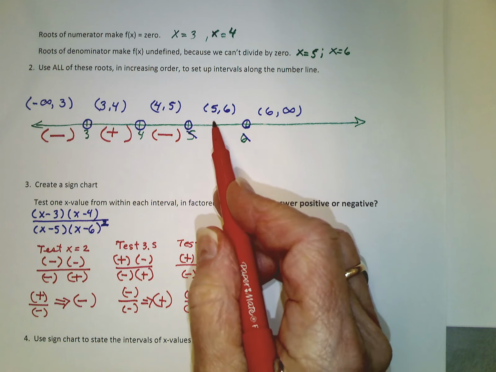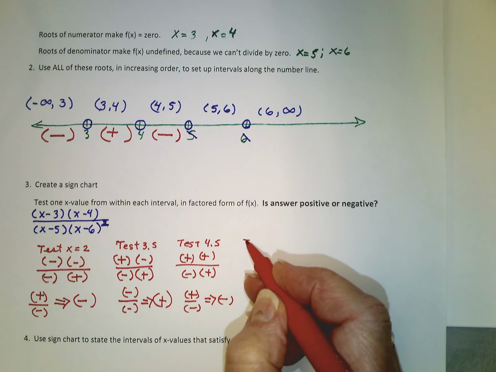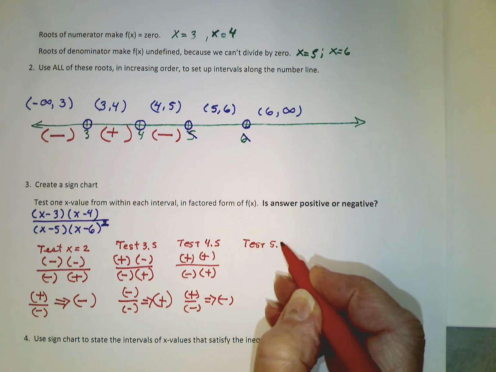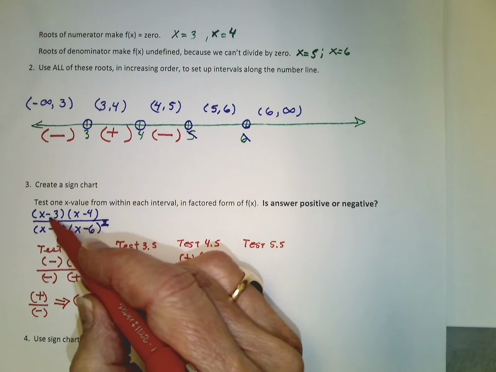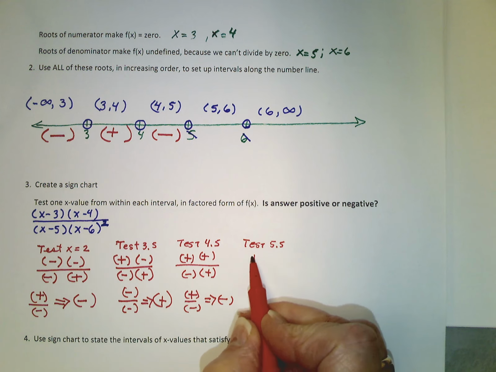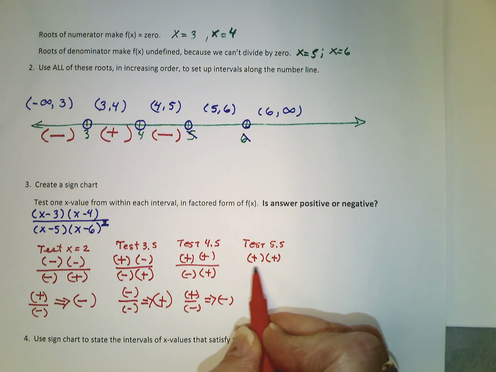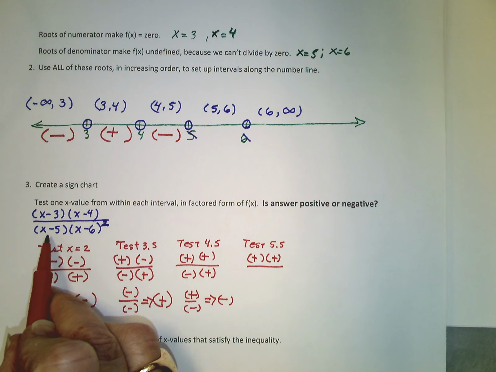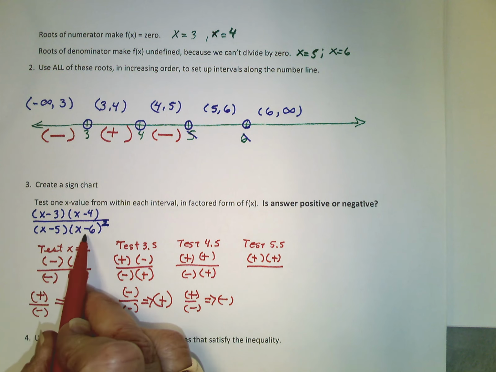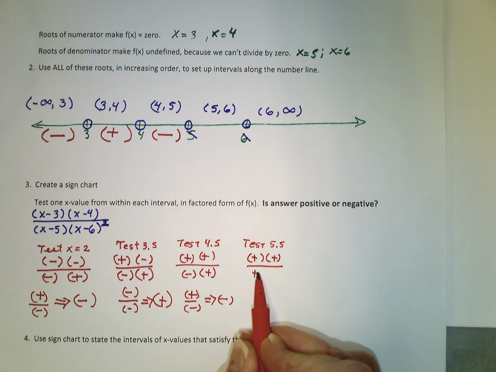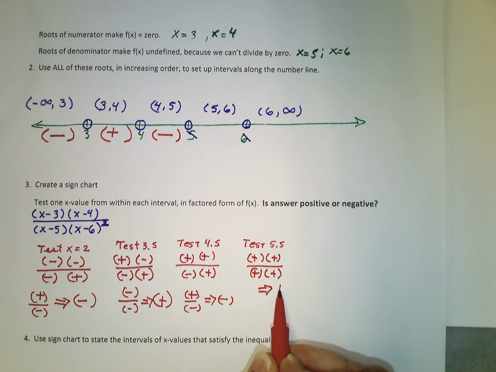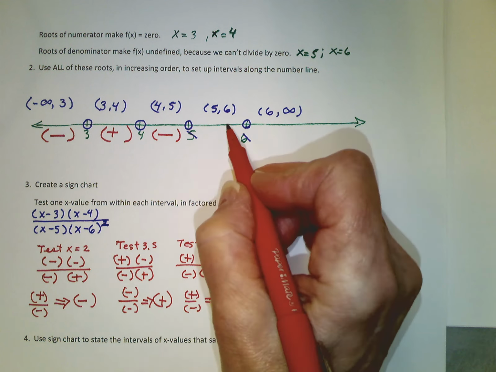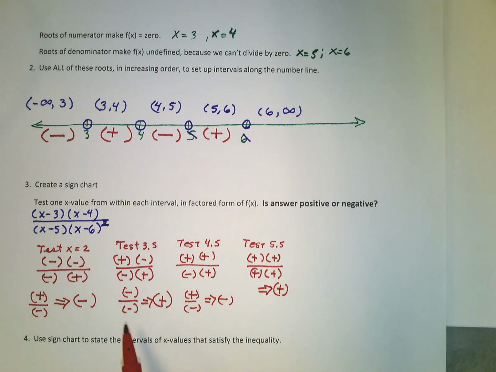Oh, we're getting there. In between 5 and 6, I'm going to test 5.5. All right, so put it in here. That's positive. This one's positive. Put it in here. That's going to be positive. This one's going to be negative, but when we square it, it's going to come out positive. Well, that means anything in this interval between 5 and 6 is going to be positive.